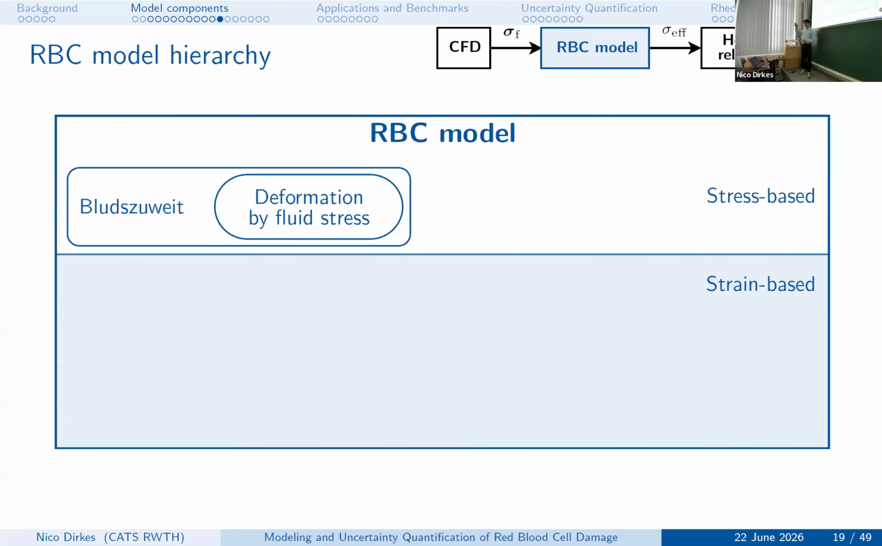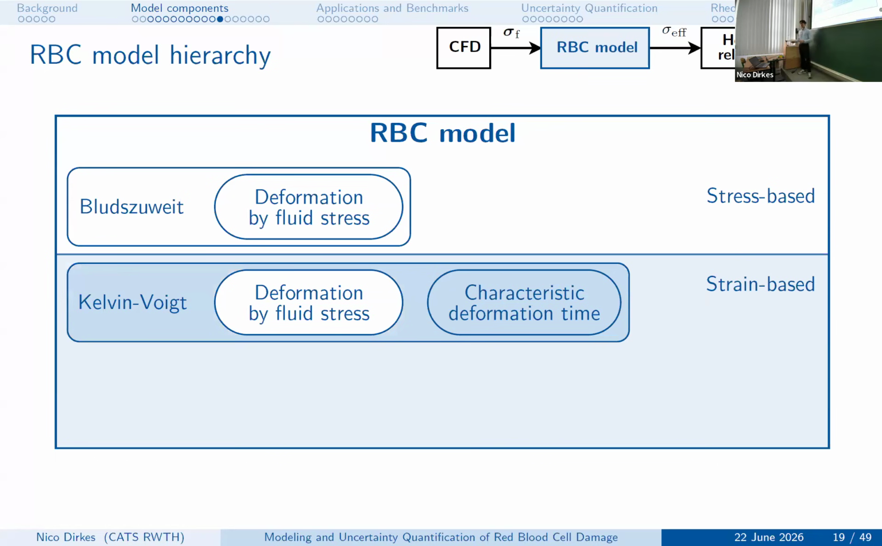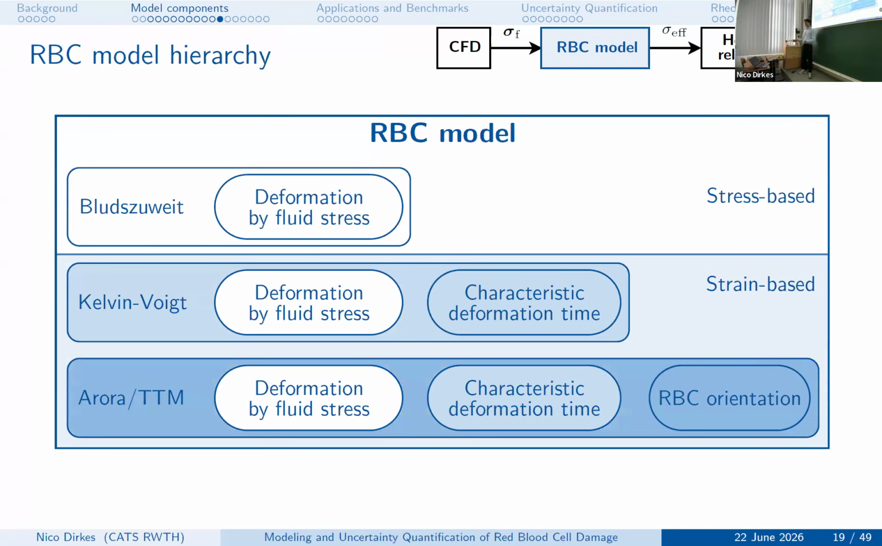Now I have some graphic to illustrate this hierarchy of models. The most simple model was this Bludszuweit stress, which takes into account the fluid stress, but nothing else. And we call this stress-based model. Then we have the strain-based models. First, the Kelvin-Voigt model, which has this additional parameter, the characteristic deformation time, which governs how quickly cells respond to changes in stress. And then the more complex models, these morphology models, where we try to actually model the shape and orientation of the cell. This was the Arora and TTM model. And here we have this additional effect of the orientation, which allows us to distinguish between shear and extensional stresses.